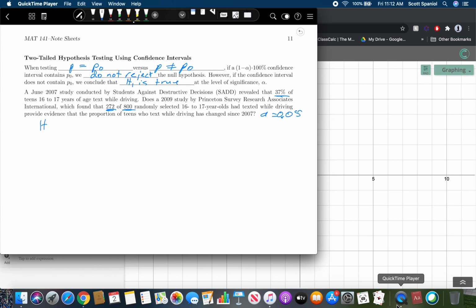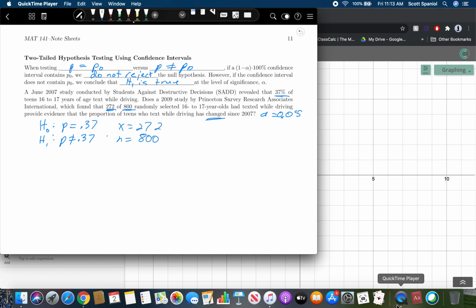Okay, so we start the same way. We write our hypotheses. So in this case, P equals 0.37, and P does not equal 0.37, right? Because we're doing changed. And because we're doing changed, that's what allows us to use confidence intervals. If we weren't doing changed, we'd have to use a hypothesis test to do left-tailed or right-tailed tests. Okay, and then our X is 272, and our N is 800.